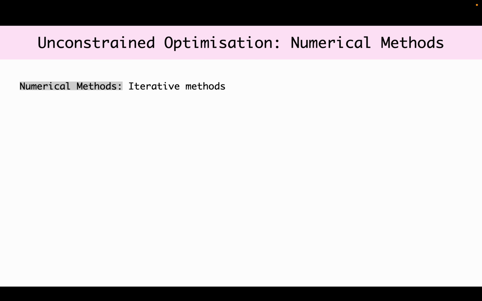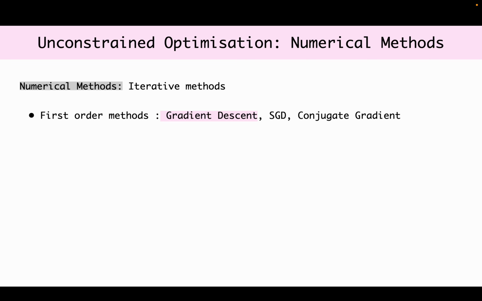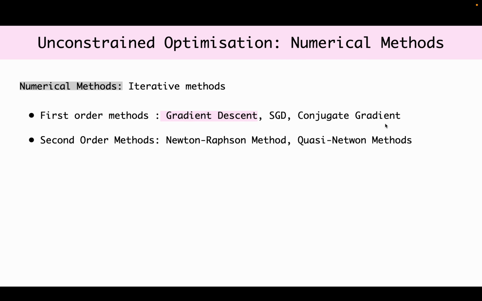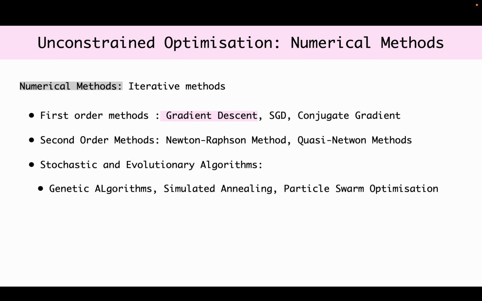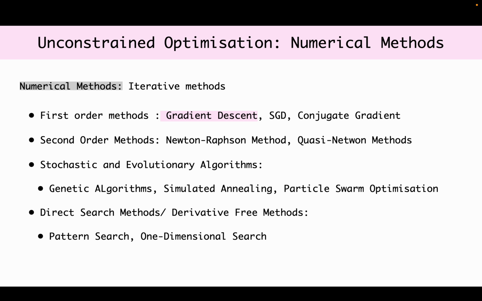Now let us come to numerical methods. When you come to numerical methods, we have various iterative methods. The first order methods are gradient descent, stochastic gradient descent, conjugate gradient descent. And the second order methods are Newton-Raphson's method, quasi-Newton methods. And we also have stochastic and evolutionary algorithms like genetic algorithms, simulated annealing, particle swarm optimization. And we also have direct search methods or derivative-free methods, which are pattern search and one-dimensional search.